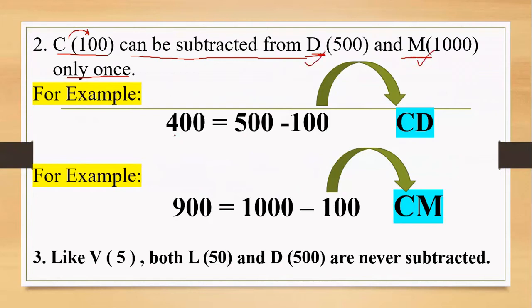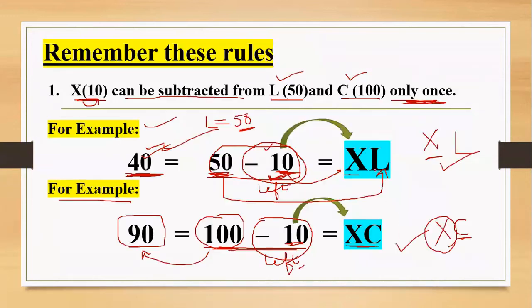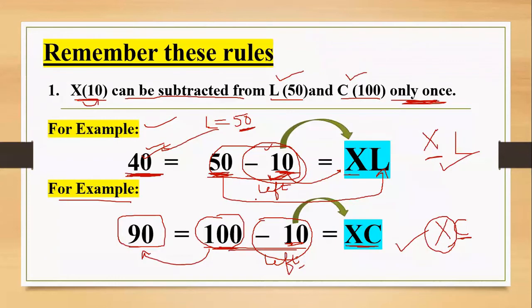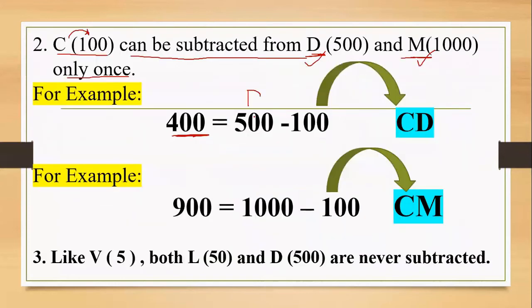Let's see an example. If the number is 400, we will check that 400 is near 500, so we will use the symbol D. Here this is D, and we have to make it 400. From the bigger standard value, because 500 was near to 400, that's why we have used that symbol. So 500 minus 100 will be 400.